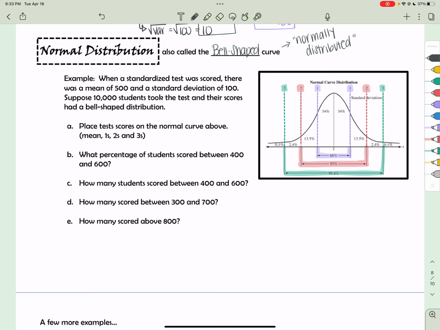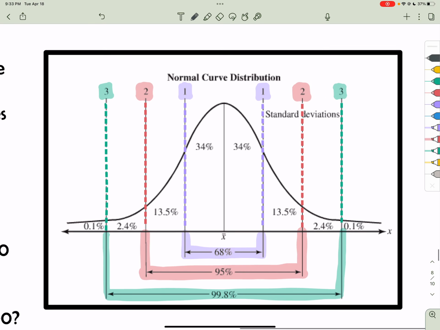All right, in this last section, we are going to look at normal distributions. Normal distributions are sometimes called a bell-shaped curve or a bell curve, or you will hear or read the words normally distributed. And so what that's going to mean is a very certain case happens. You can see this chart over here with the normal distribution.